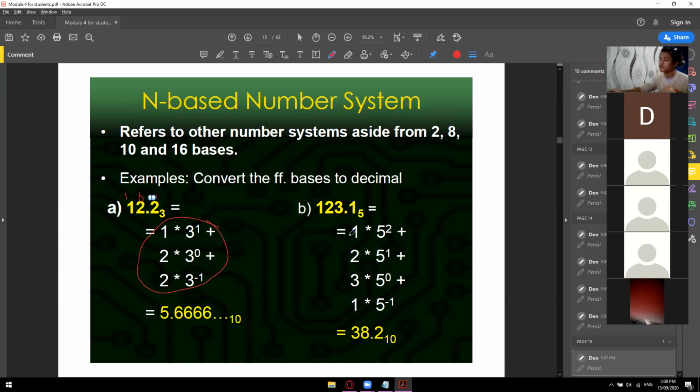Alright, so the same with this one, 123.1, base 5. Okay, so meron tayong decimal ulit. So from here, we have negative 1, 0, 1, and then 2. Okay, so line up yun ng bababa, 1, 2, 3, and then 1. And then multiply everything by 5 since yun yung base natin. And then 2, 1, 0, negative 1. Then just add everything, and then you will get 38.2.